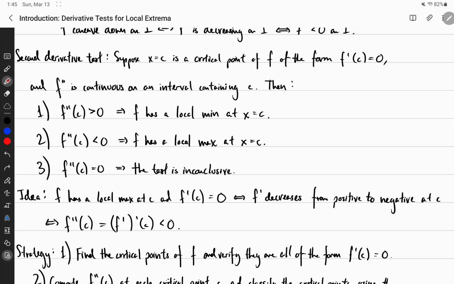So my advice to you is this. If you have to find or classify the critical points of a function as local minima or maxima, and you're already figuring out whether the function is increasing or decreasing on each part of its domain, you might as well just use the first derivative test. On the other hand, if the second derivative of f looks pretty easy to compute, maybe the second derivative test will be easier to apply.